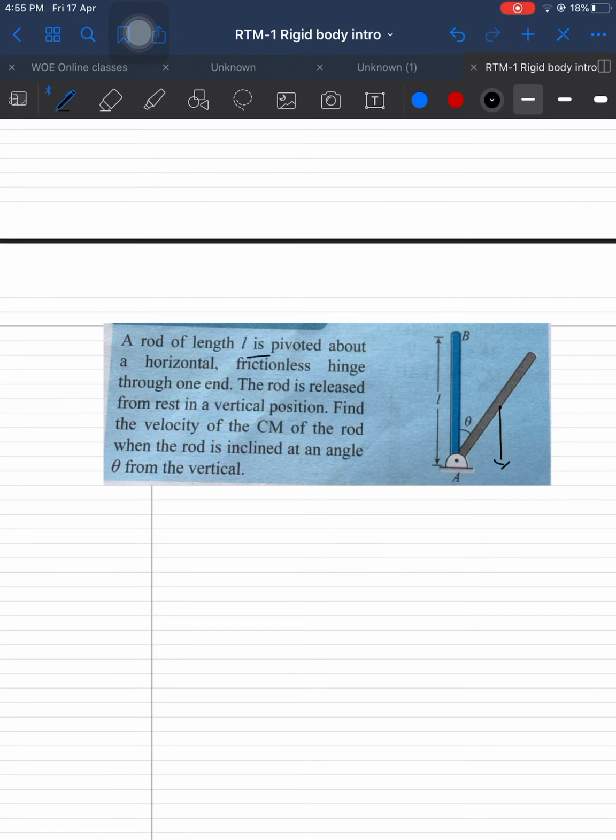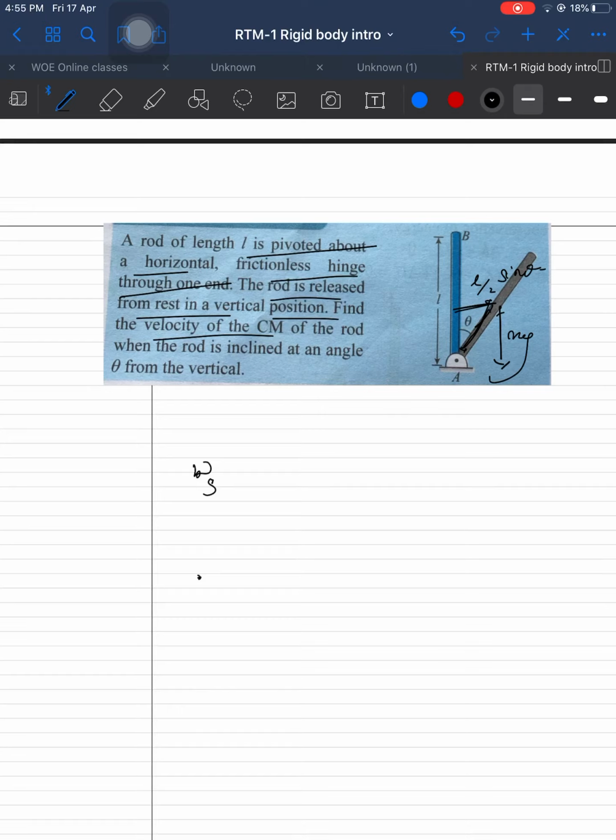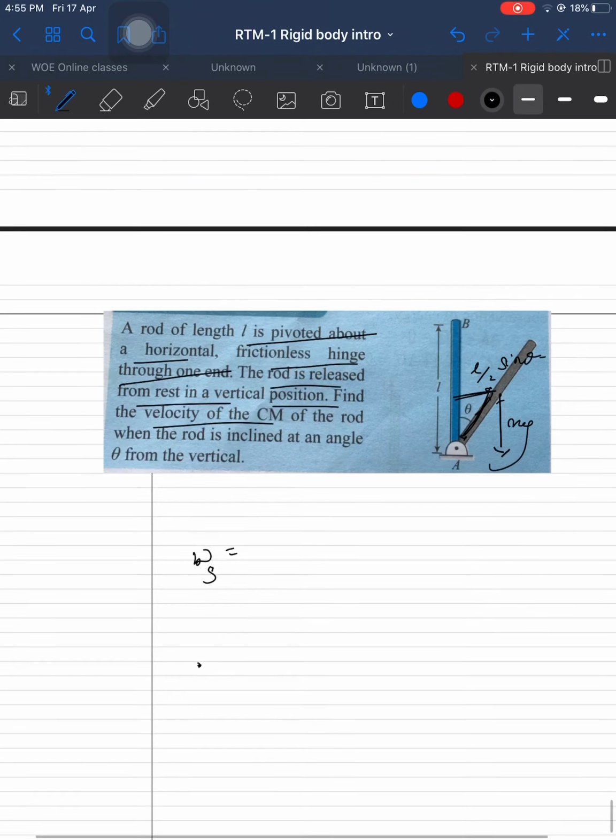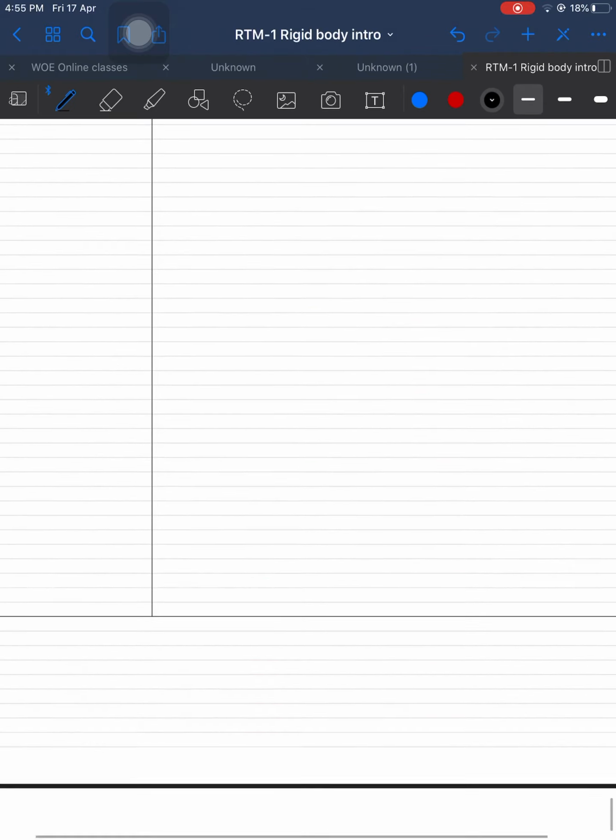So, work done by gravity in rotating. See, work done by gravity is not 0. In the previous cases it was pure rotation, so it was 0. In this case it is not 0. Work done by gravity in rotation: first let's write rotation. Because it is rotating about a fixed point, there is no translatory work done.